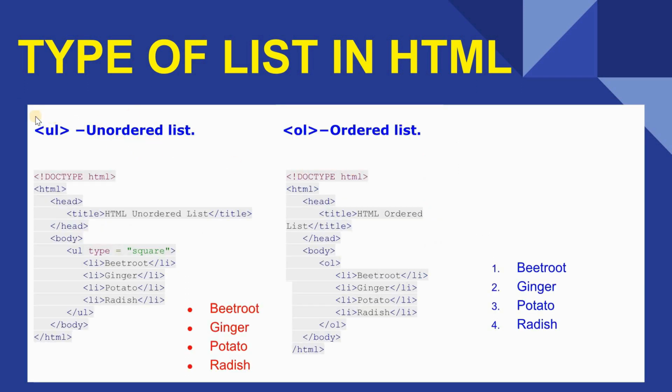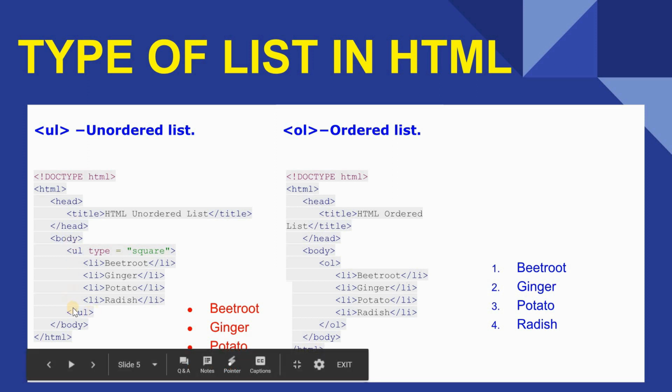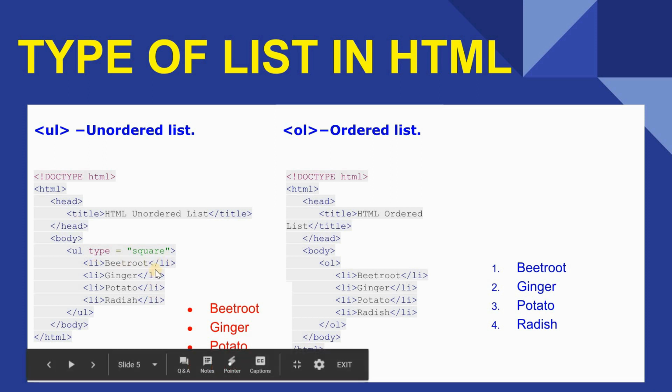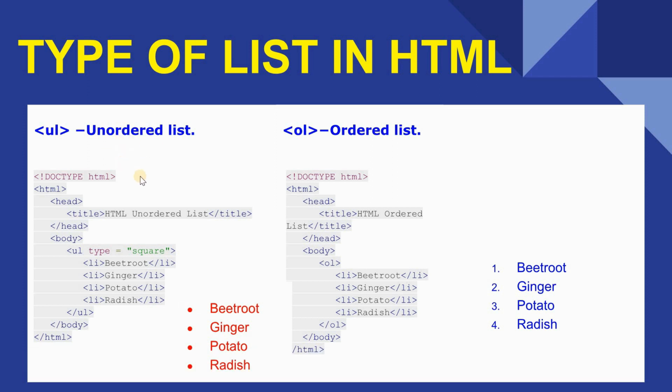In case of an unordered list, we use the UL tag. First of all, we have to start our UL tag and close our UL tag inside the body tag. Inside this UL tag we start the li tag and close the li tag, and similarly we will do like this. Whatever we write inside this li tag will be reflected like this. If you give type equal to square, then the dot will be converted into square. If we give the type equal to rectangle, then the dot will be converted into rectangle. In this way we will create an unordered list in HTML.